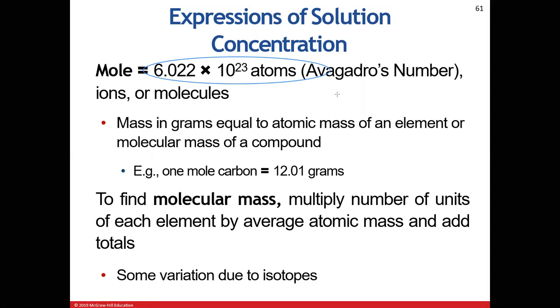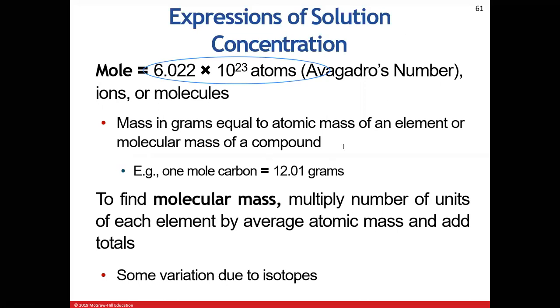We look at the mass in grams of a particular substance, which is equal to the atomic mass of an element or the molecular mass of a compound. So if we look at what this means, we know what the atomic mass is. For carbon, the atomic mass is going to be 12.01. It's the bottom number of the square on the periodic table.